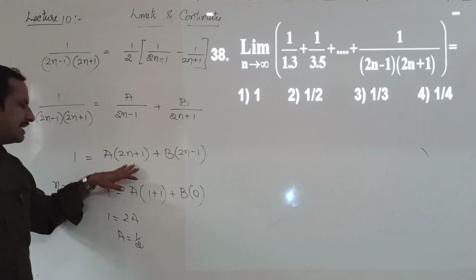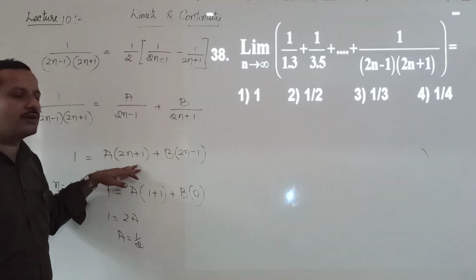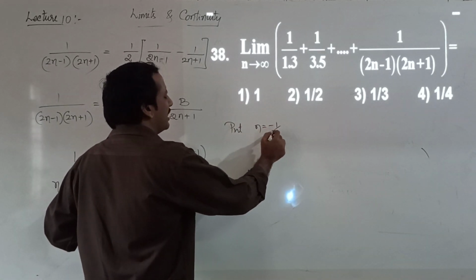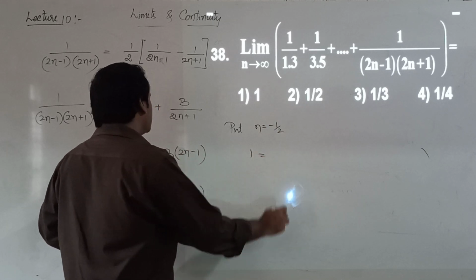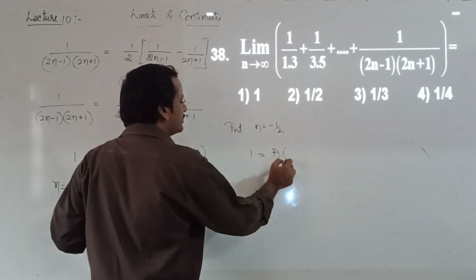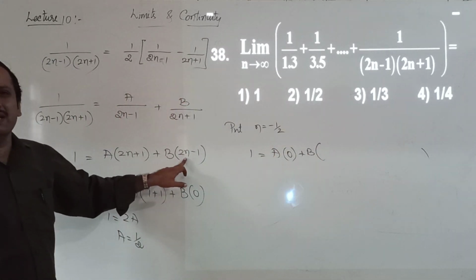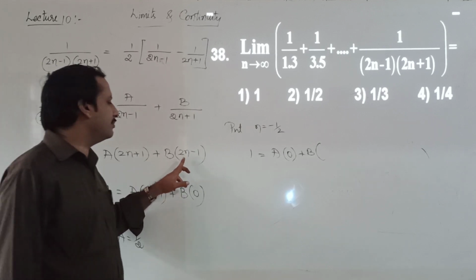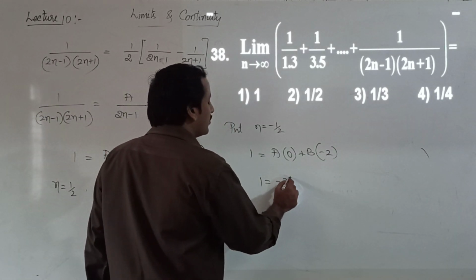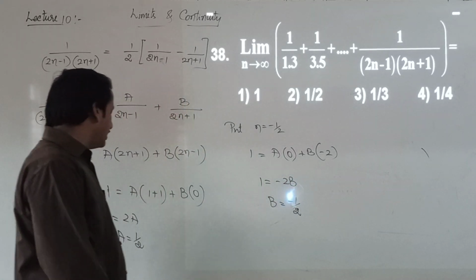How can I make this as 0? This can be made 0 by putting n is equal to minus 1 by 2. So put n is equal to minus 1 by 2 here. So when I put n is equal to minus 1 by 2 here, 1 is equal to a into 0 plus b into, here when I substitute minus 1 by 2, 2 gets cancelled. Minus 1 minus 2 will give you minus 2. So 1 is equal to minus 2b, which means b is equal to minus 1 by 2.